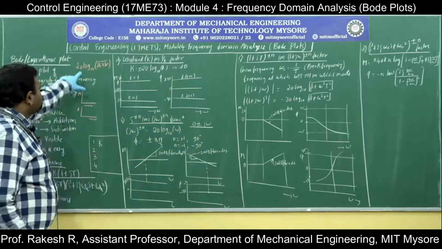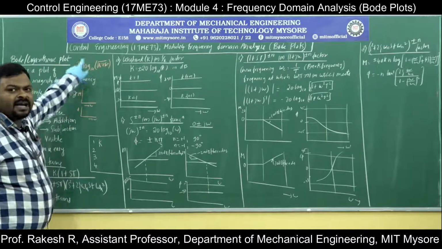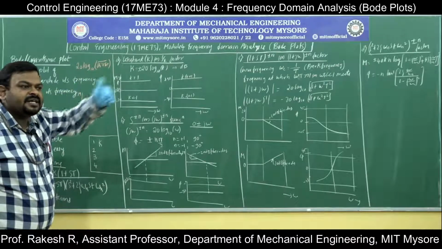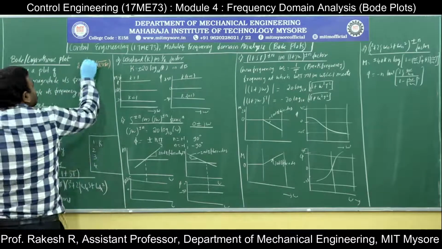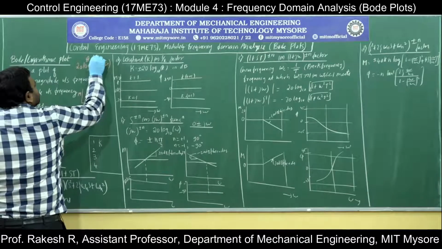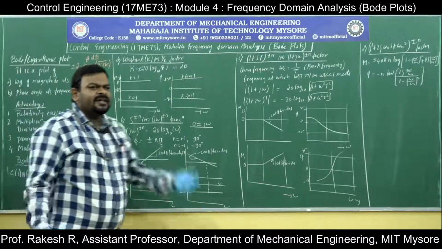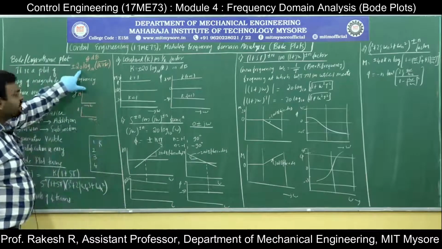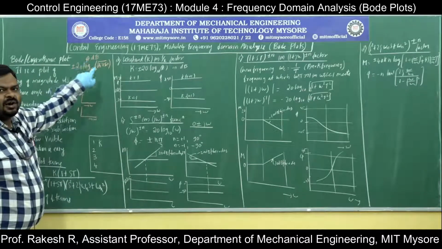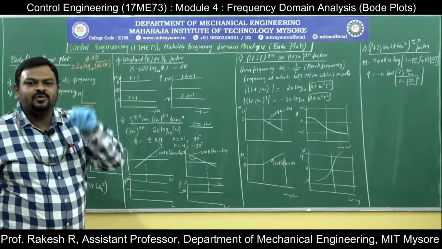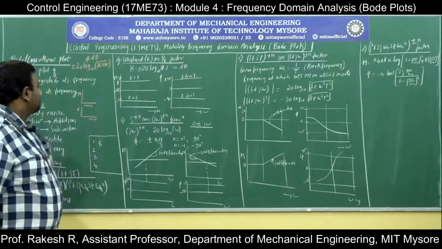20 log 10 is a conversion from the magnitude to decibels. We will be expressing magnitude in terms of decibels. It can be plus or minus 20. I will tell you in detail what exactly that is. But remember, 20 log 10 is the conversion to decibels.